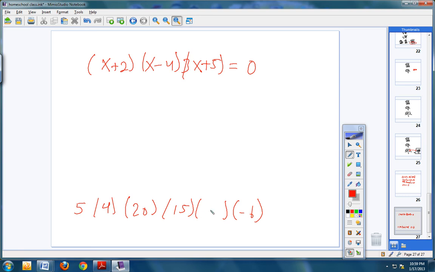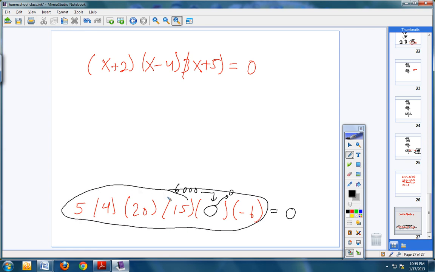But then it really doesn't matter, because if I put a 0 in this empty parentheses, I don't care if it's 6,000, because once I take 6,000 times 0, I get 0, and 0 times negative 6 is 0. In other words, here's what I want you to get. Are you listening? Whenever there's a long list of numbers that are being multiplied together, if just one of those numbers is a 0, the whole thing becomes 0.